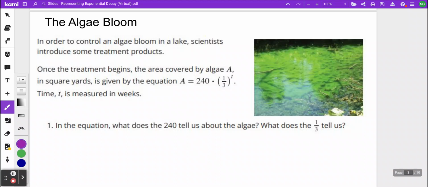We are told that once the treatment begins, the area covered by the algae A in square yards is given by the equation A equals 240 times 1/3 to the t power. Time, t, is measured in weeks. This first question, we have done this a lot in this unit. I think we've done it every single lesson. The question is, in the equation, what do those numbers tell us? Specifically, what does 240 tell us about the algae, and what does that 1/3 tell us? Go ahead, pause the video now, and try to answer this question.